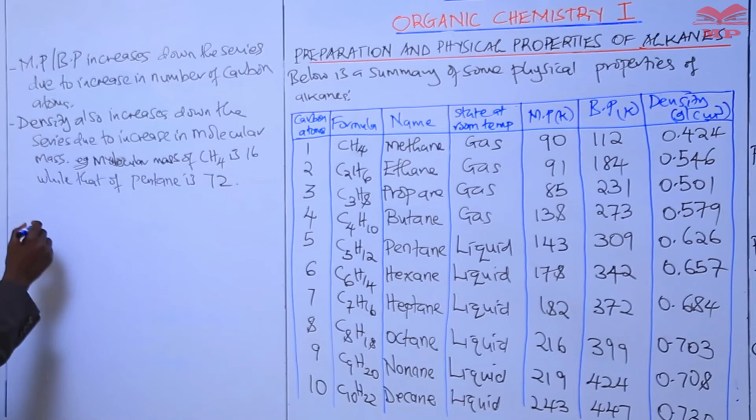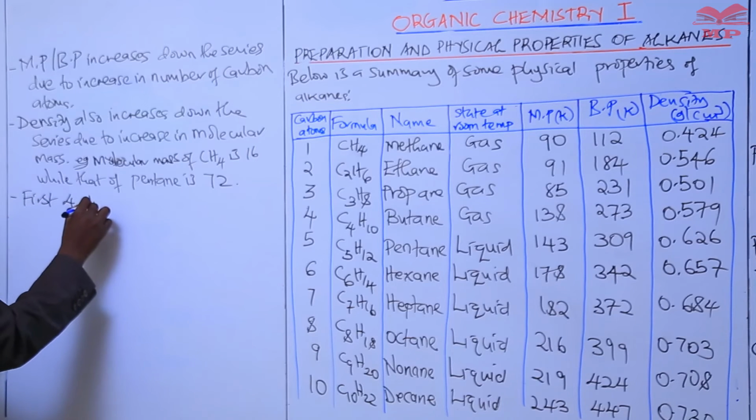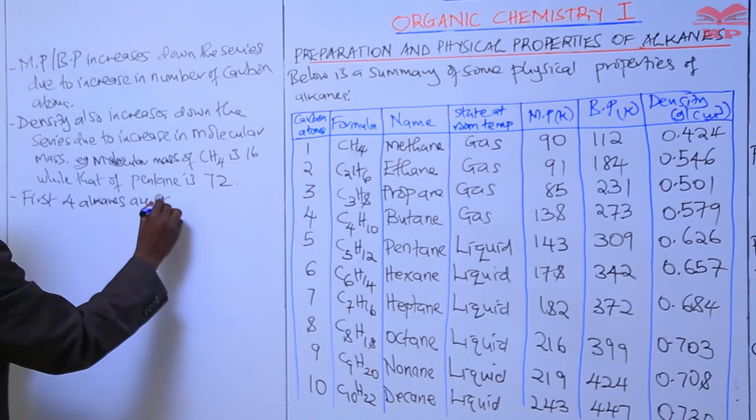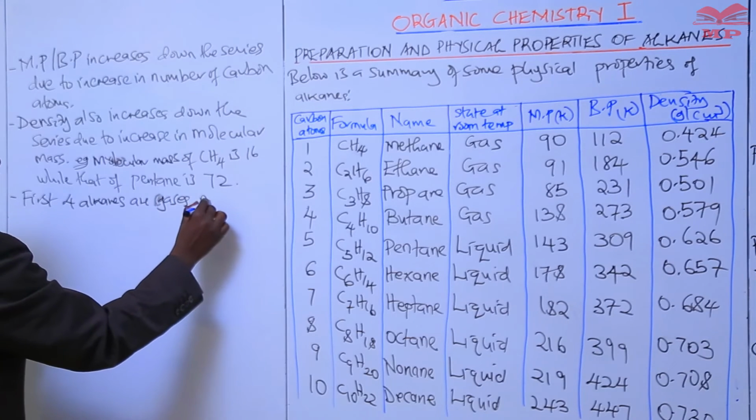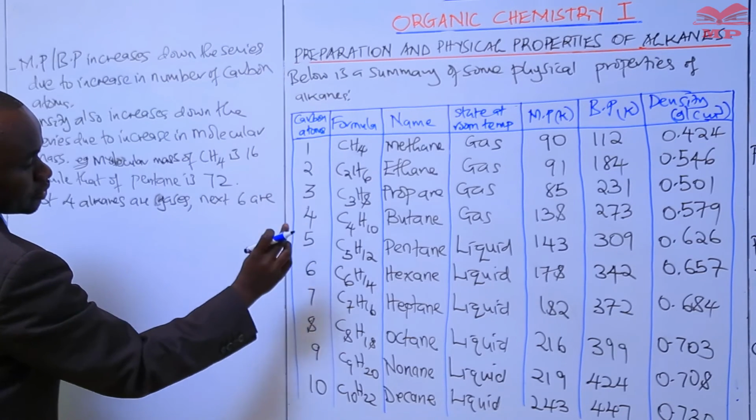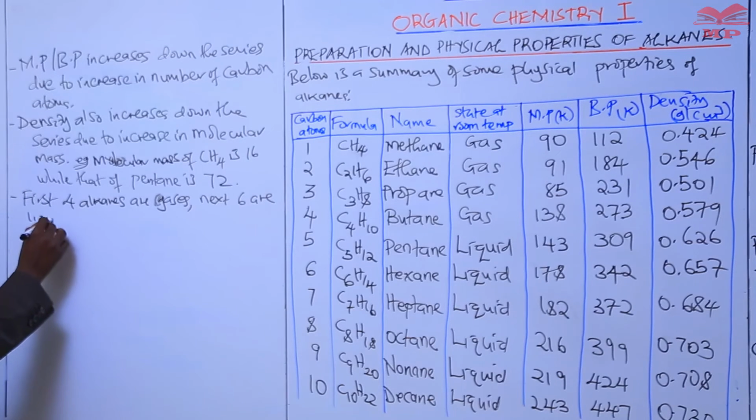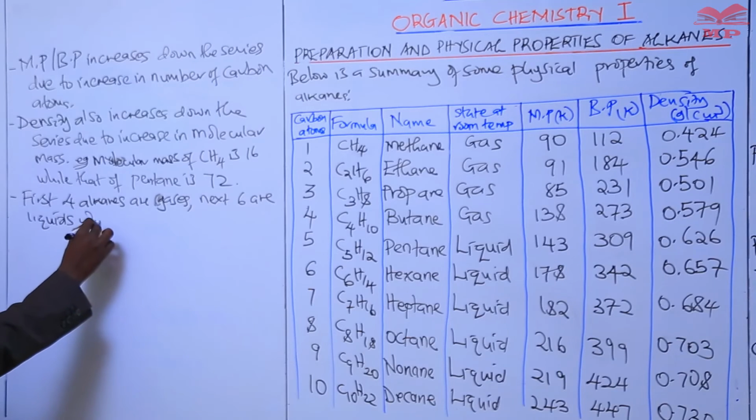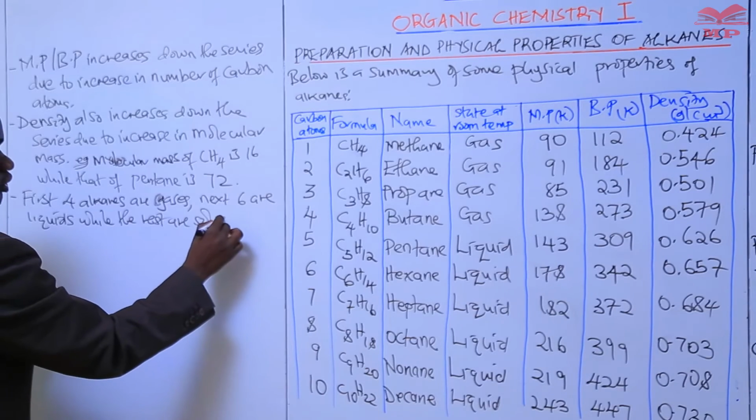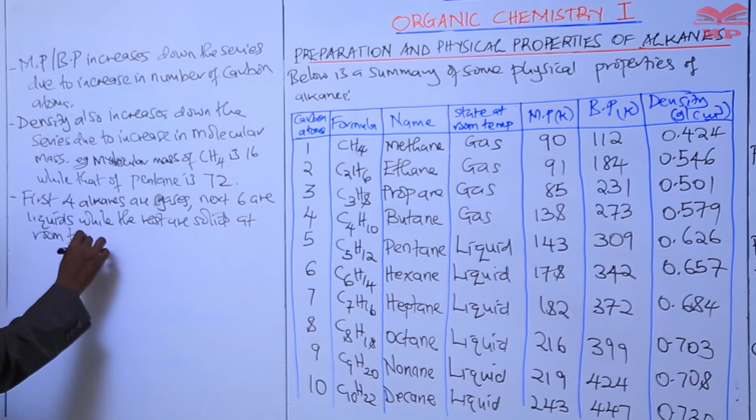In terms of states at room temperature, the first 4 alkanes are gases. Then the next 6, that is pentane all the way up to decane, are liquids, while the rest are solids at room temperature.